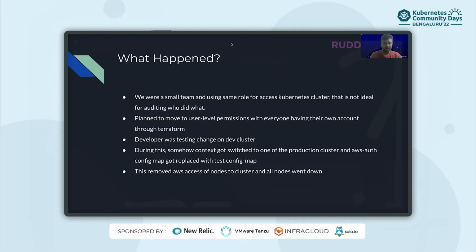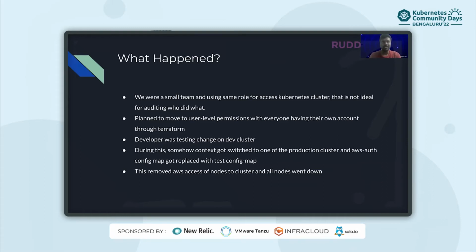What happened was, when we started out, we had a relatively smaller team, and we had two roles. One was an admin role, and another was a read-only role. Everyone in the company was using these same two roles to access everything in the cluster.